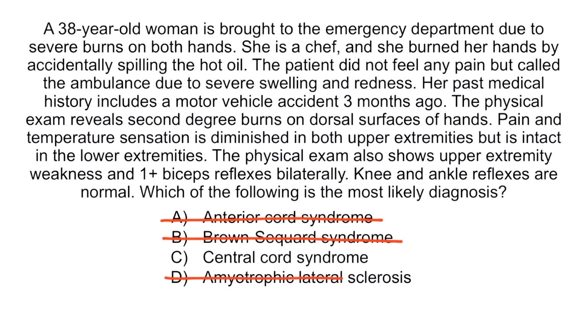Finally, option D is incorrect because amyotrophic lateral sclerosis is characterized by bilateral lower motor neuron weakness at the level of the cord demyelination, and the bilateral upper motor neuron weakness below the level of demyelination. However, all sensations are normal in amyotrophic lateral sclerosis. And that concludes our lecture on the spinal cord, peripheral neurons, neuromuscular junction, and muscles.